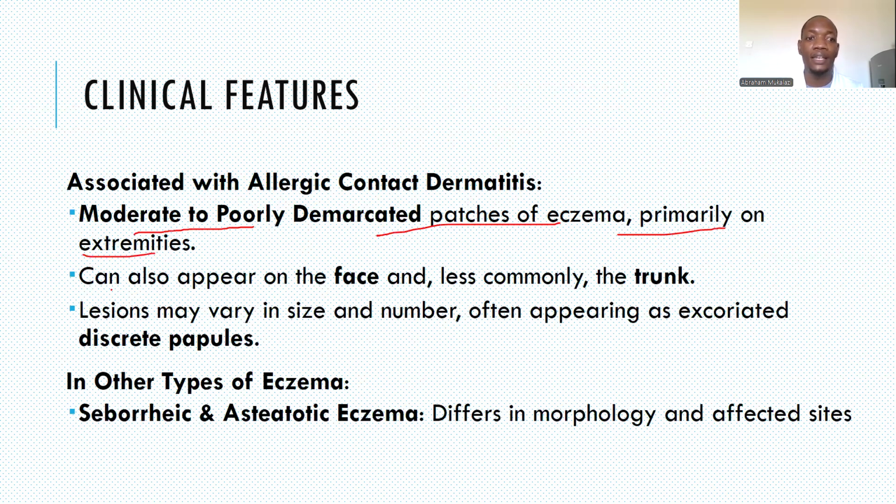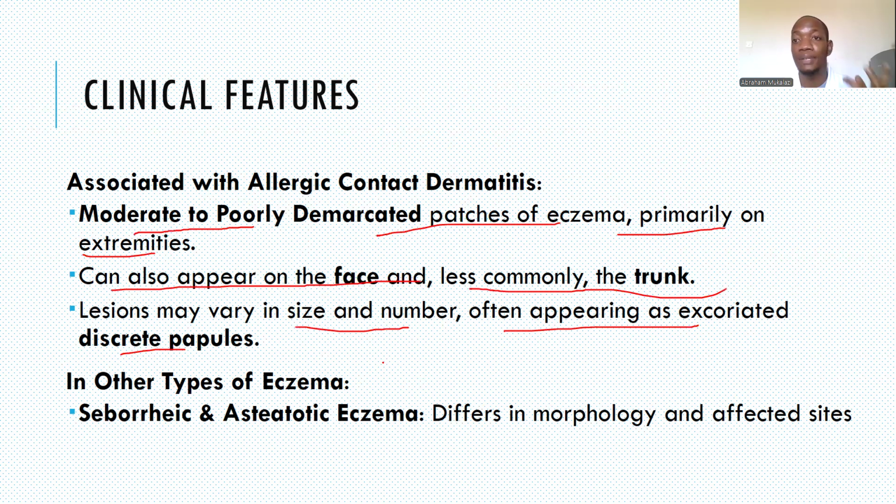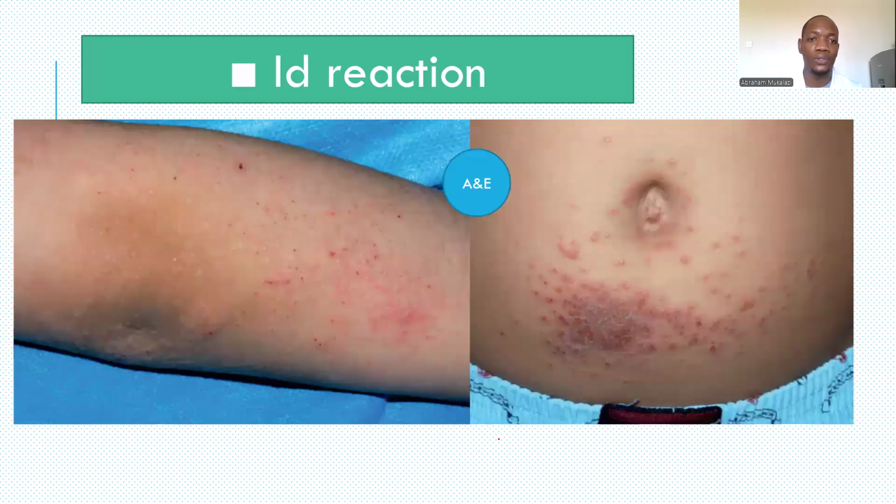Lesions can vary in size and number. Oftentimes they can be excoriated since they are pruritic, or since they are itchy, or sometimes they can be discrete papules. In other types of eczema, like in seborrheic and asteatotic eczema, the morphology can differ and can be a little bit harder to distinguish. So this is what we are talking about.